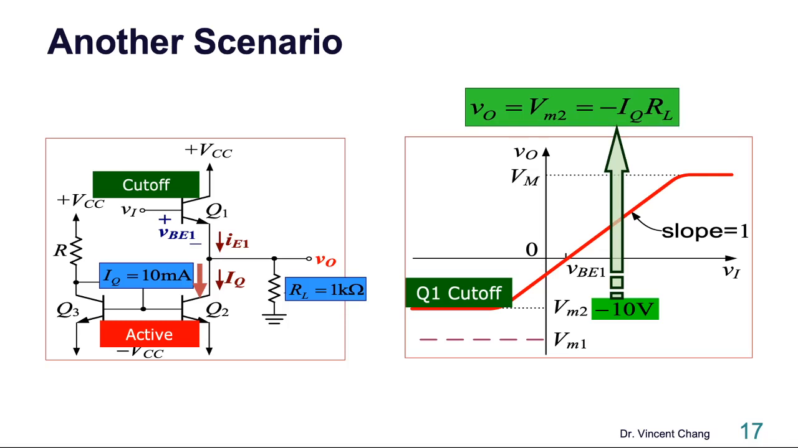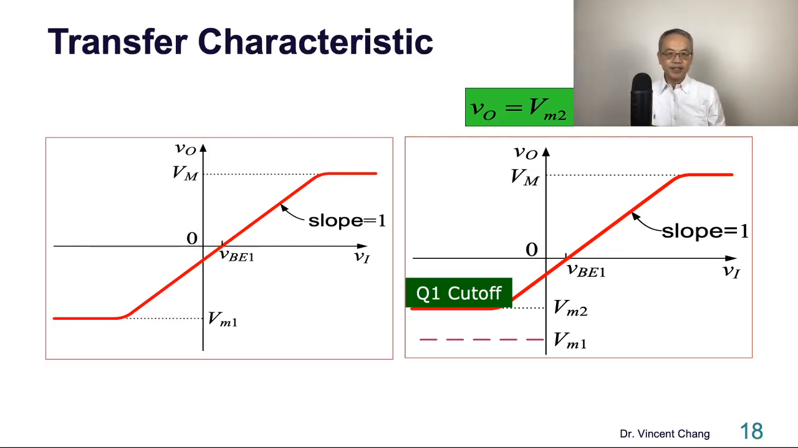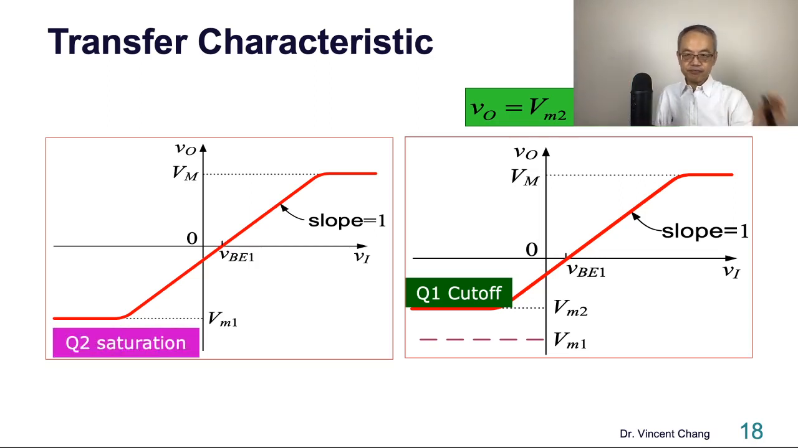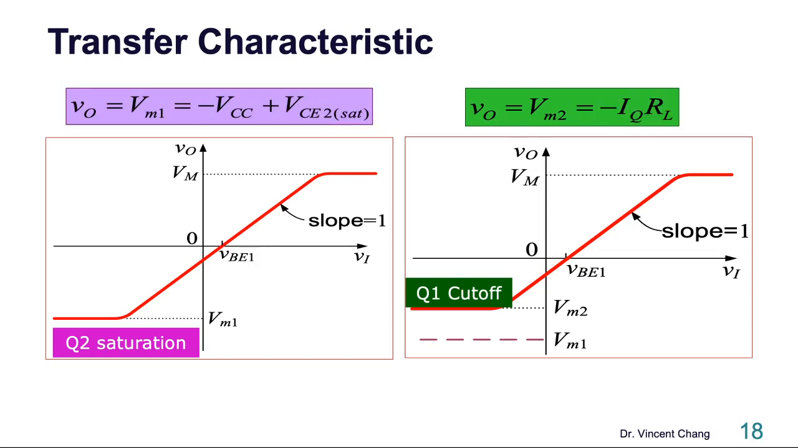So you can get this answer: negative 10 volt equals negative IQ times RL. You see the difference, right? Two different scenarios. On the left, the first scenario, it is limited by Q1 saturation, and the answer is negative 14.8 volt. On the right, it could be limited by Q1 cutoff, and the negative saturation will be negative IQ times RL.